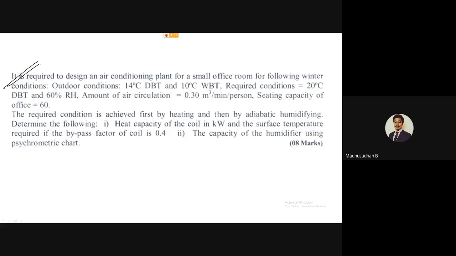So try this particular problem, which says the outdoor conditions are 14 degrees Celsius DBT and 10 degrees Celsius WBT. If the WBT is given, how to plot it on the psychrometric chart, we'll be getting it in the next video, which is problems on psychrometric charts part 3. In that video, you'll see how to solve when the DBT and WBT both are given, but the relative humidity is not given. I mean to say, how to plot this particular condition on the psychrometric chart if it is not given. We will be solving it in the next problem.